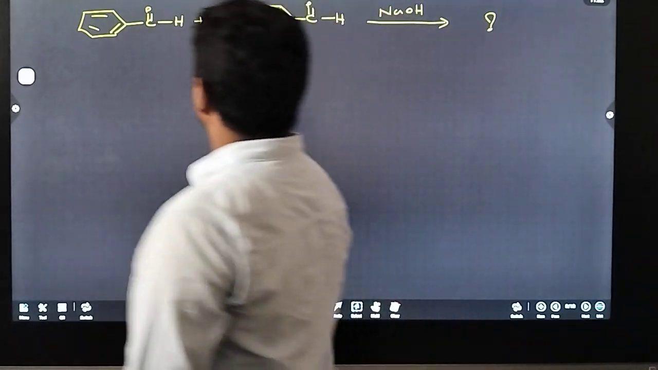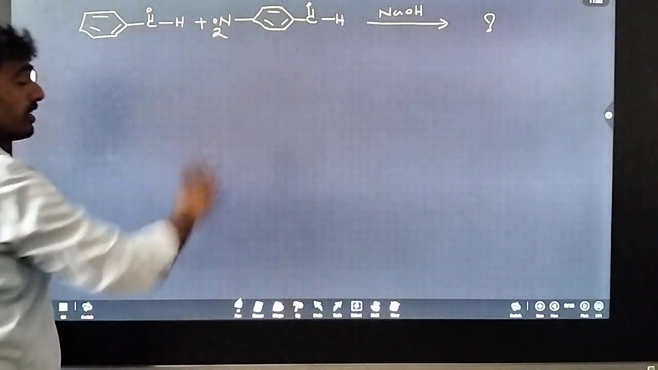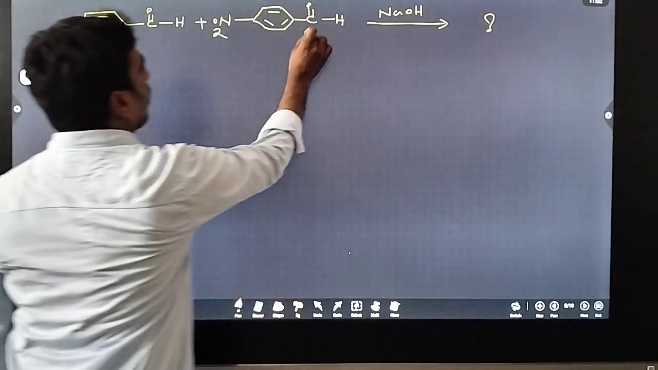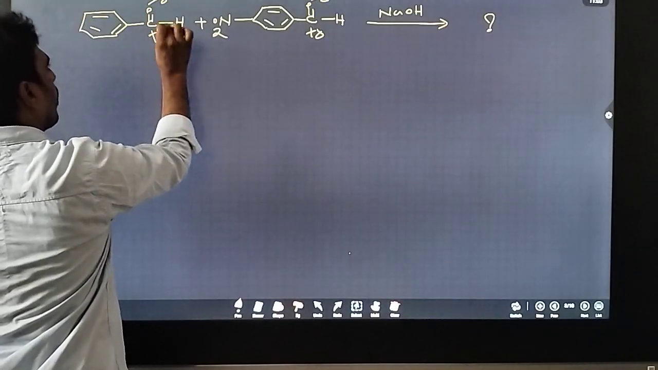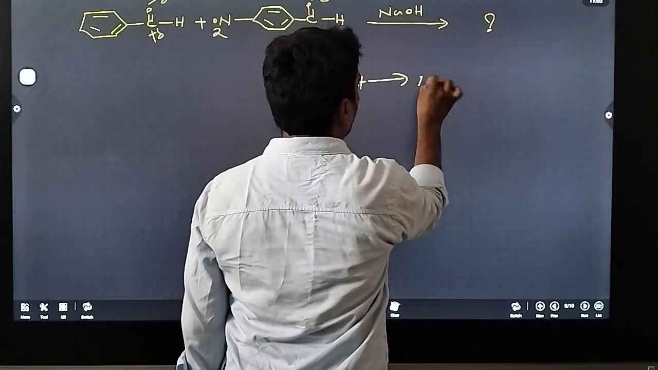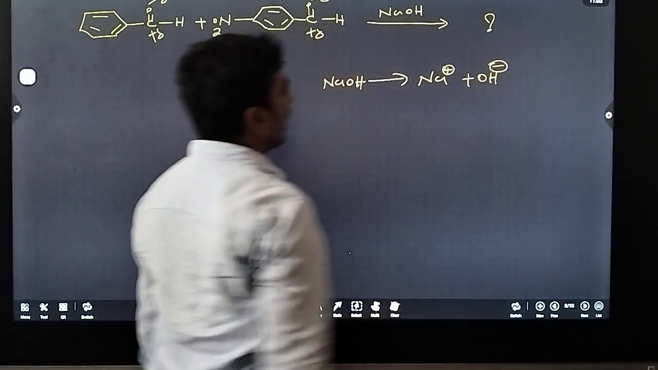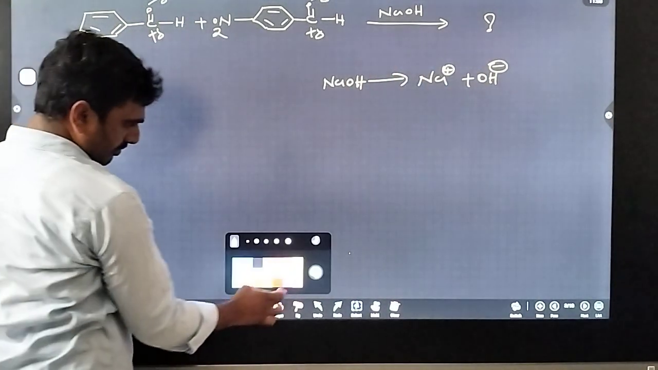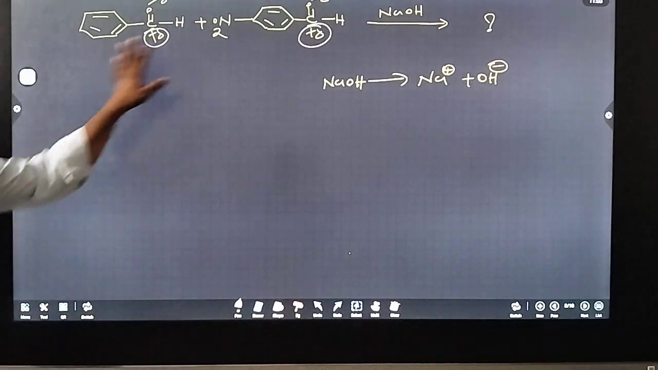One more example. Here this is a formaldehyde-type carbonyl, but at the para position a nitro group is there. So from where does the nucleophile attack? Here negative, here positive. NaOH is a strong electrolyte. It undergoes dissociation to Na+ and OH-. OH- is a nucleophile. The nucleophile attacks this carbon or this carbon, so there are two possibilities.